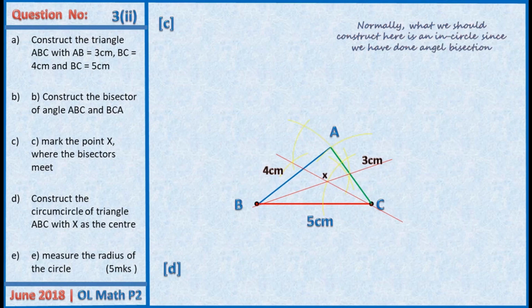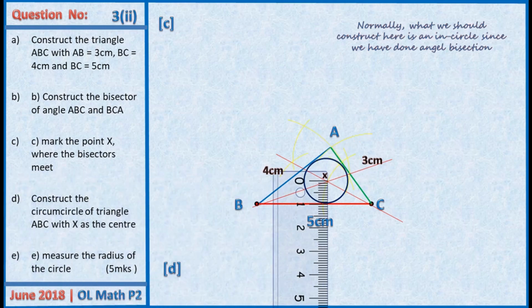Now I've been asked to construct the second circle of triangle ABC with X as center. Normally, when we do angle bisection, we have to construct an in-circle. So I believe that the question is actually asking for an in-circle, because if I'm to do a second circle, I have to do line bisection. And since the center is X, it means that this can only be an in-circle. So I'll place my compass at that center point and make that circle which is shown. That is my in-circle, and I have to measure the radius of this circle. I use my ruler to measure. That gives me 1 centimeter as shown.